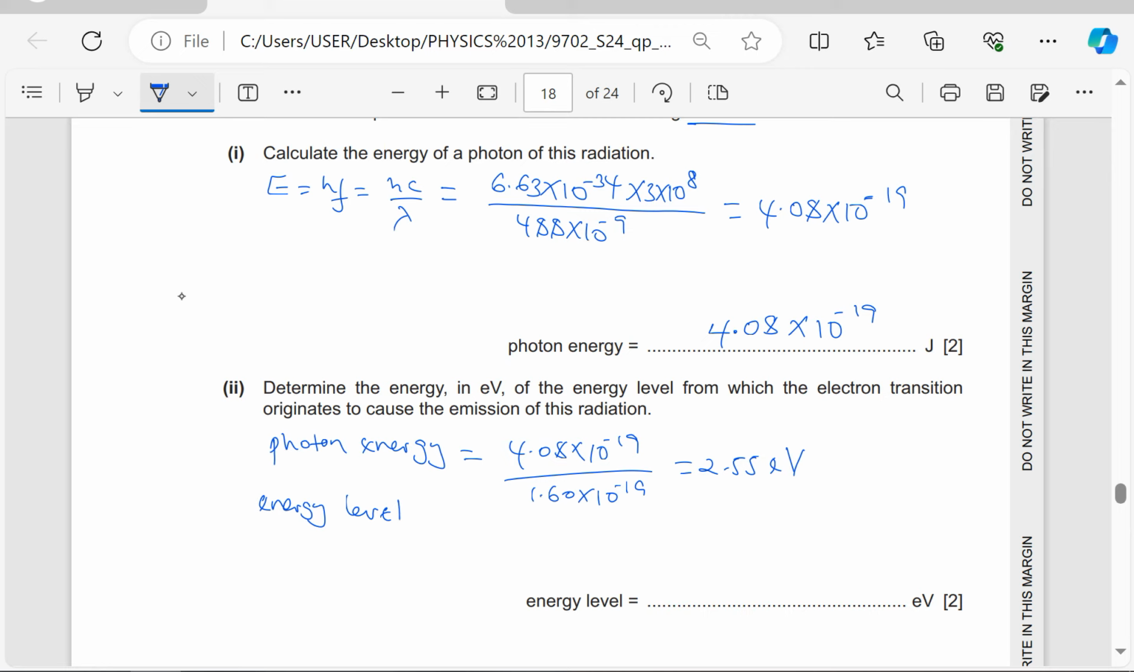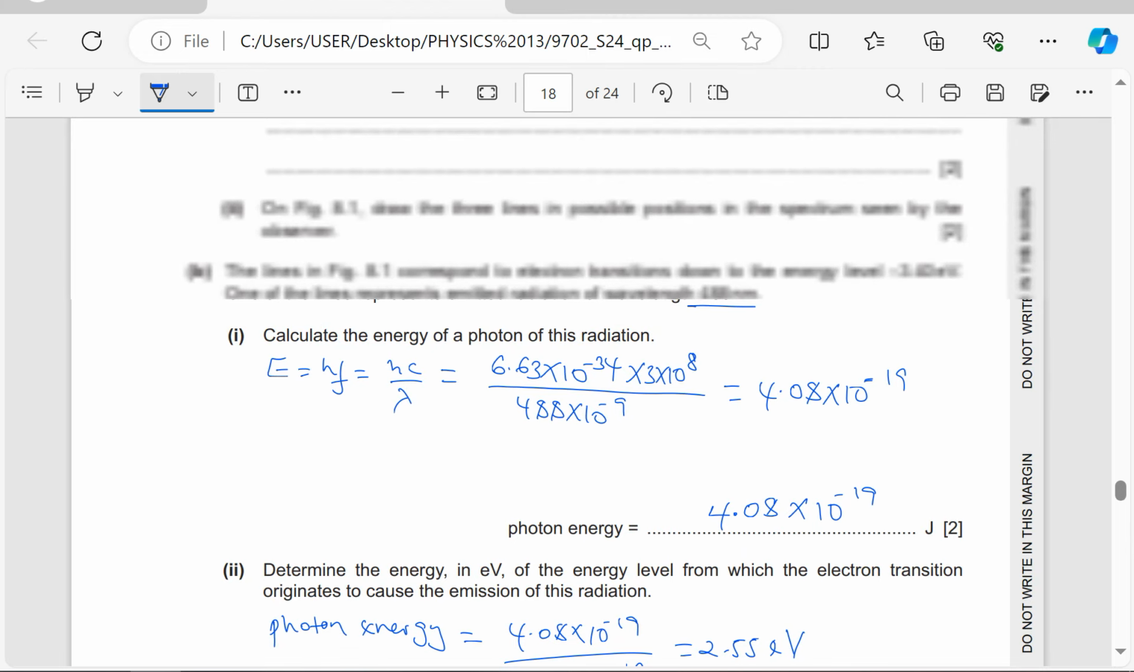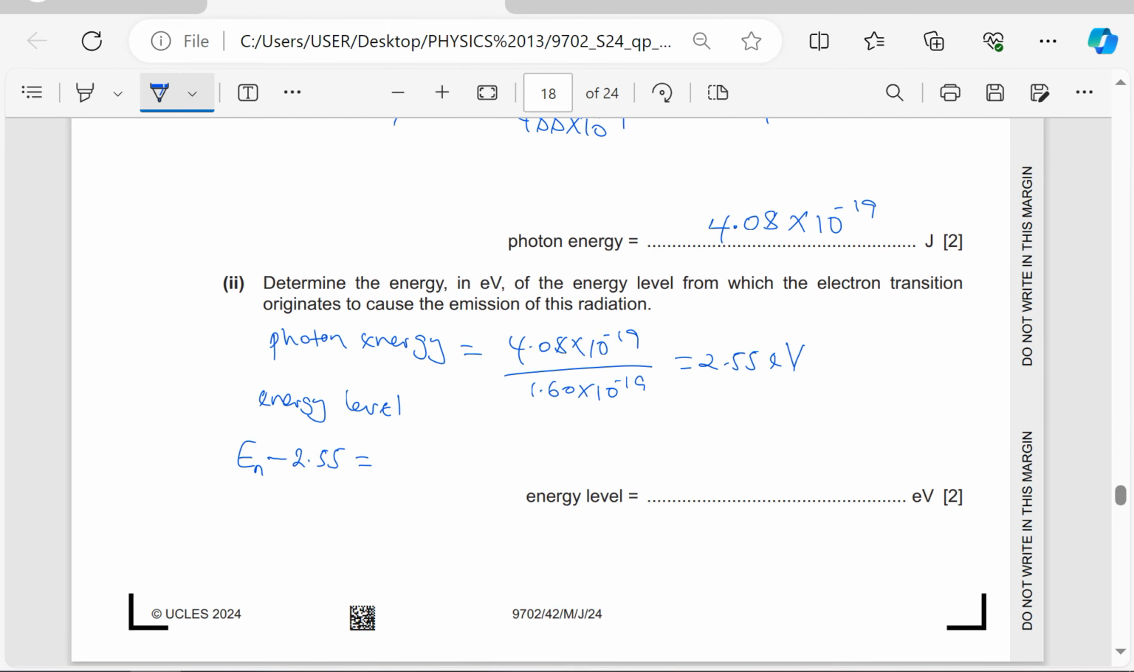So remember, it is from a certain energy level to negative. So let me say energy level En minus 2.55 should give me negative 3.4. So this should give me negative 3.40.